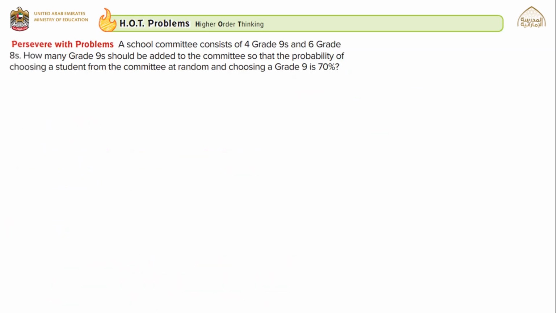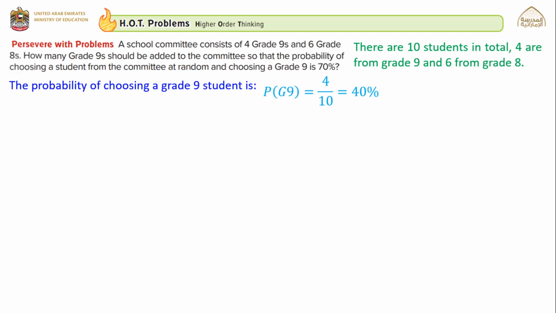The committee consists of 4 grade 9 and 6 grade 8 students. How many grade 9 students should be added to the committee so that the probability of choosing a grade 9 student at random is 70%? There are 10 students in total, 4 from grade 9 and 6 from grade 8. The probability of choosing grade 9 is 4 out of 10, which is 40%.